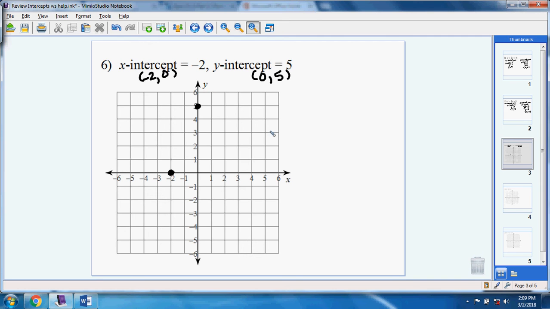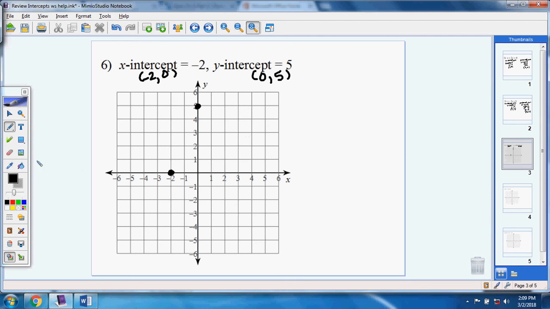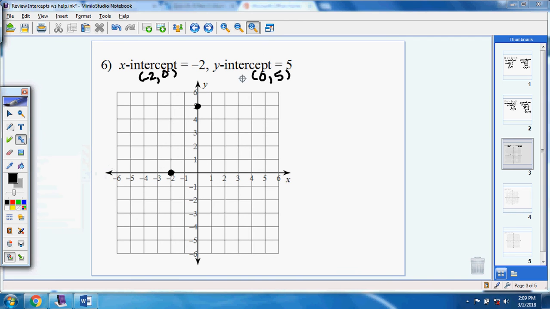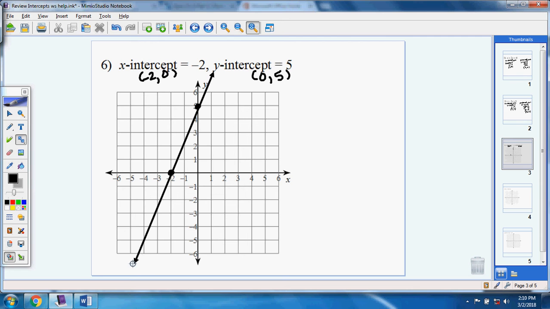Go ahead and plot those 2 points like I just did, and then let's make our straight edge line up with the dots. And then let's make our arrows on both ends. Remember, end to end on that.